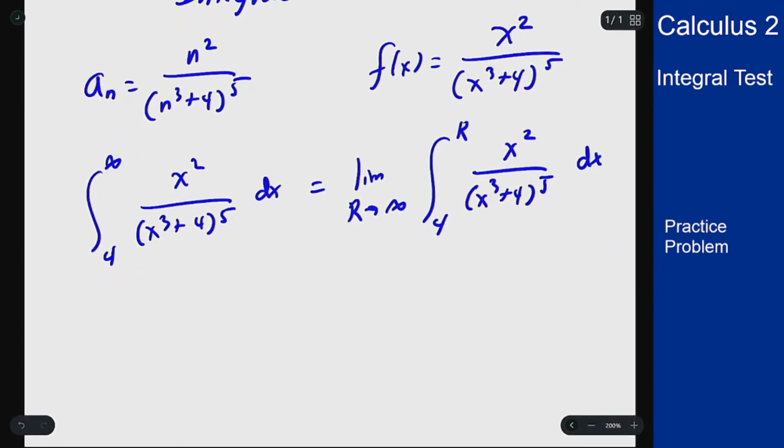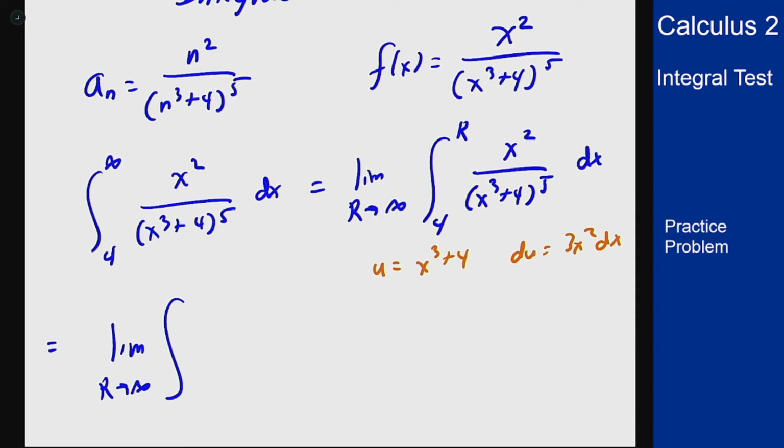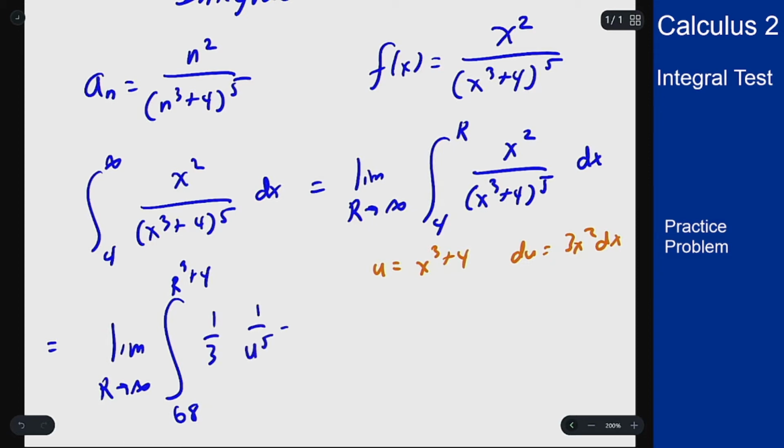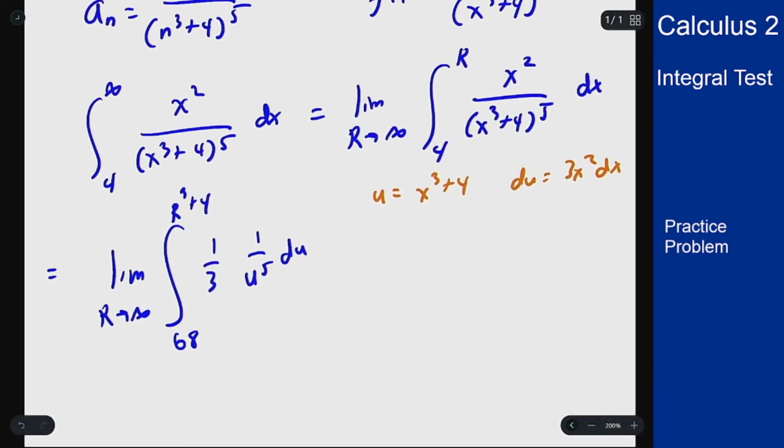We're going to let u be that part in the denominator, x cubed plus 4. So then du is 3x squared dx, and I see my x squared here up top, which I want to be there. So when I rewrite this integral, it becomes the limit as r goes to infinity of the integral from 4 cubed plus 4, which is 68, up to r cubed plus 4 of 1/3 times 1 over u to the fifth.